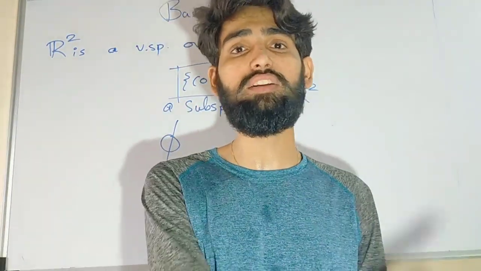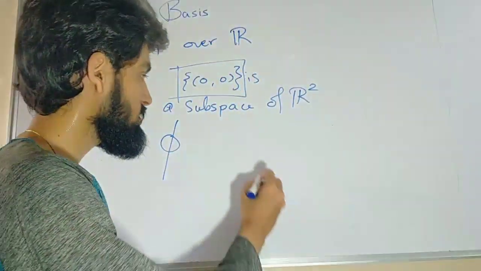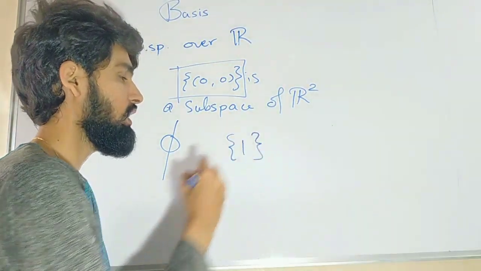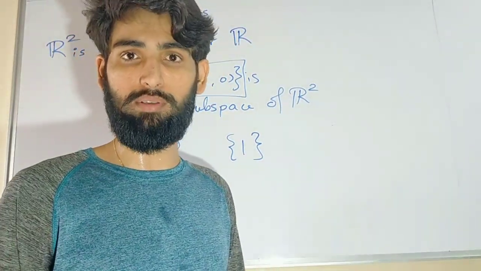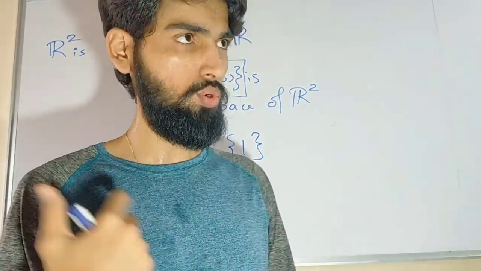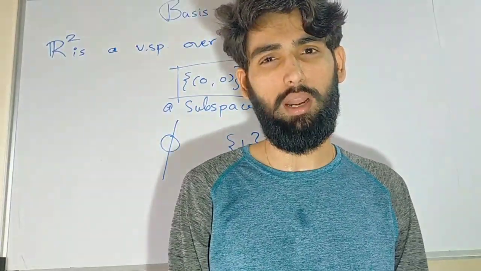R is nothing but a vector space of dimension 1. What is the basis of it? The singleton 1. This is a basis for R, the real numbers. So these are some ideas that I wanted to tell about bases.